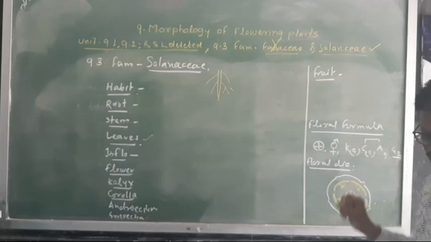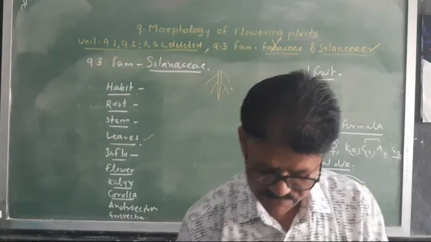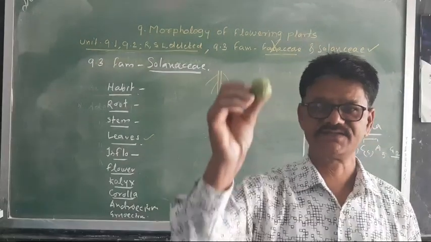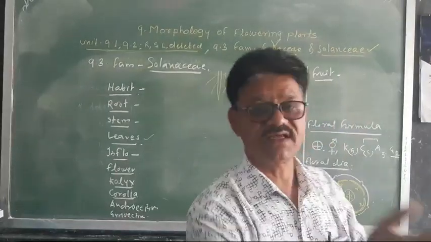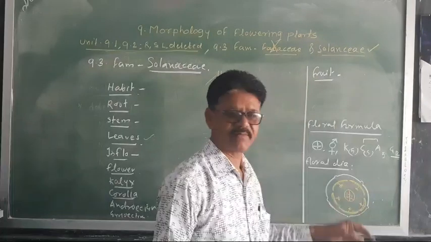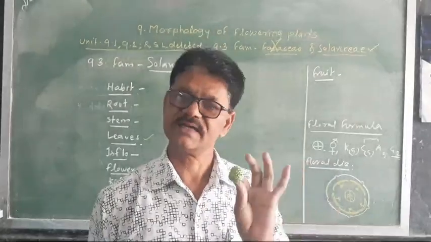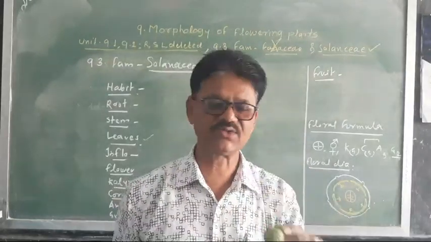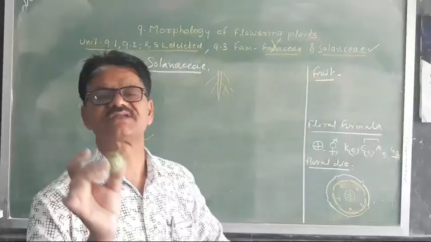Next one is the fruit. After pollination and fertilization, the fruit is formed. When you take the TS, you will see 2 chambers like this. Only 2 compartments are there. So it is bicarpellary and a capsule type of fruit. Here you can see the calyx, which is persistent.